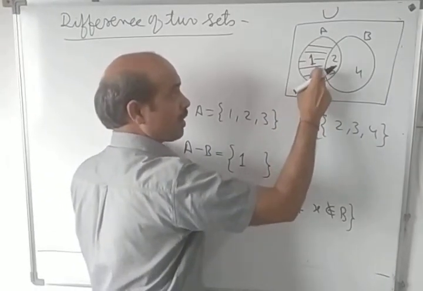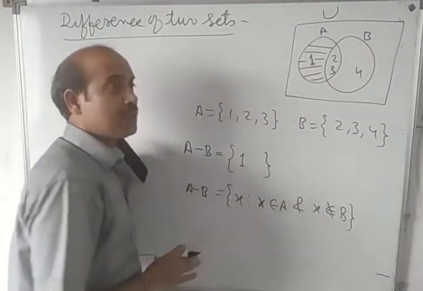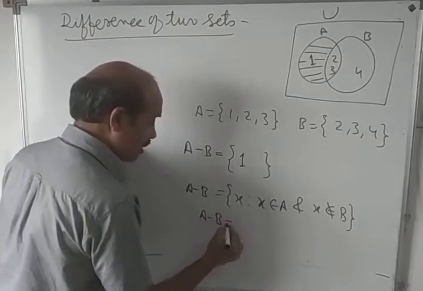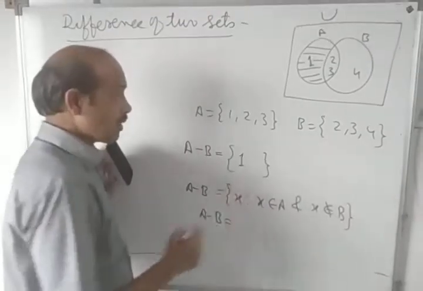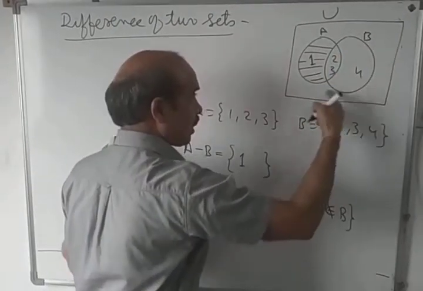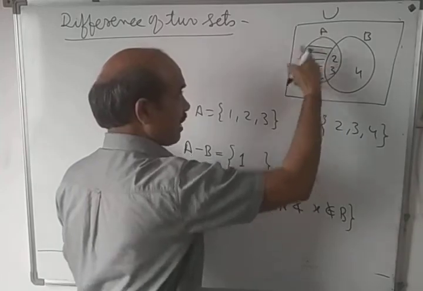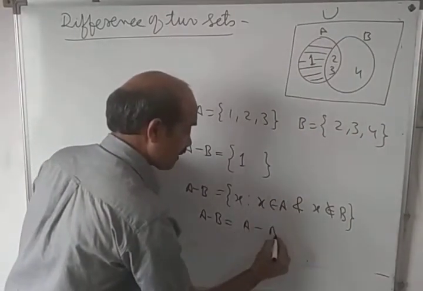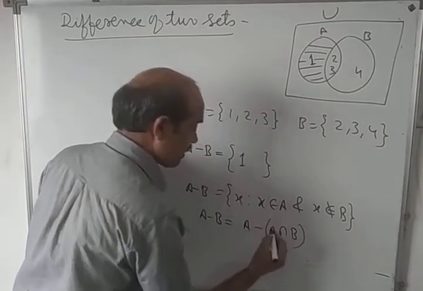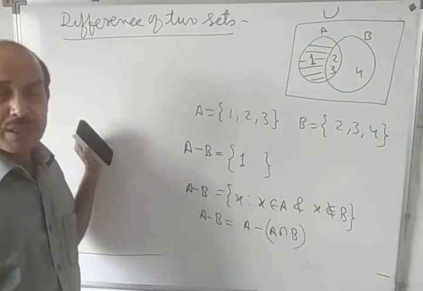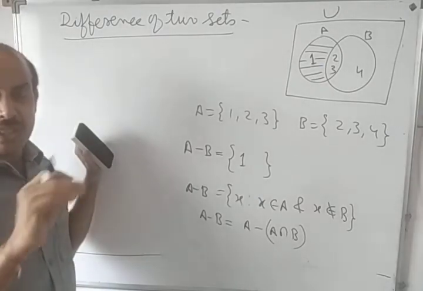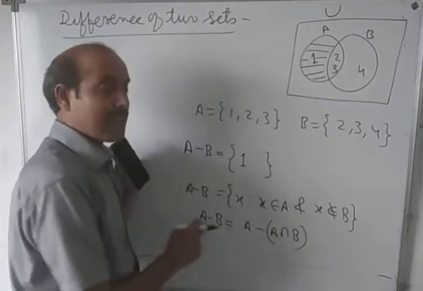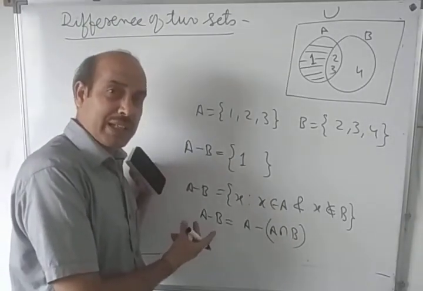The elements of A which are not in B. Also we can say A minus B is, see, the whole A, this is the set A, leaving intersection. So it is A minus A intersection B is also the same set. अगर A में से A और B के इंटरसेक्शन को निकाल दें, बाहर कर दें, तो भी A माइनस बी बनता है. ये भी उसका एक दूसरा तरीका है लिखने का, A माइनस बी.